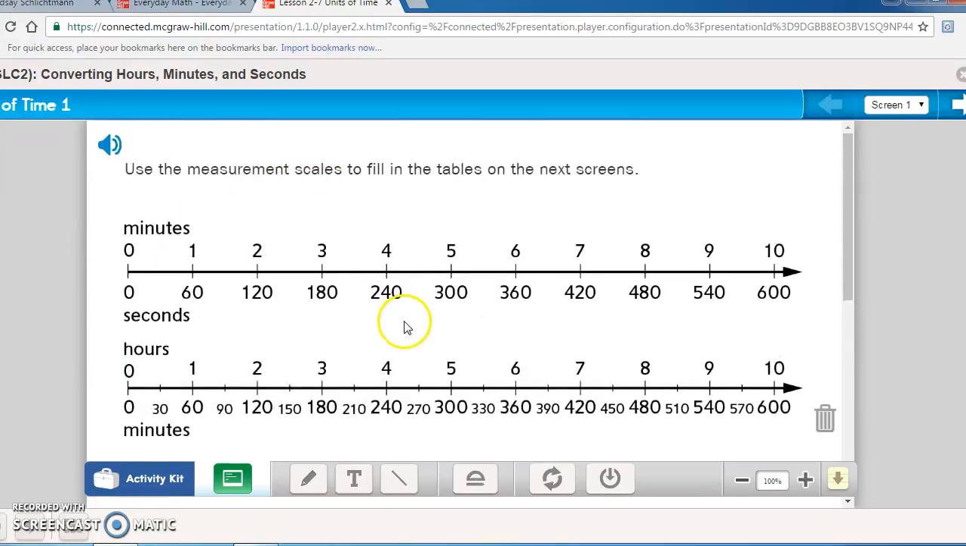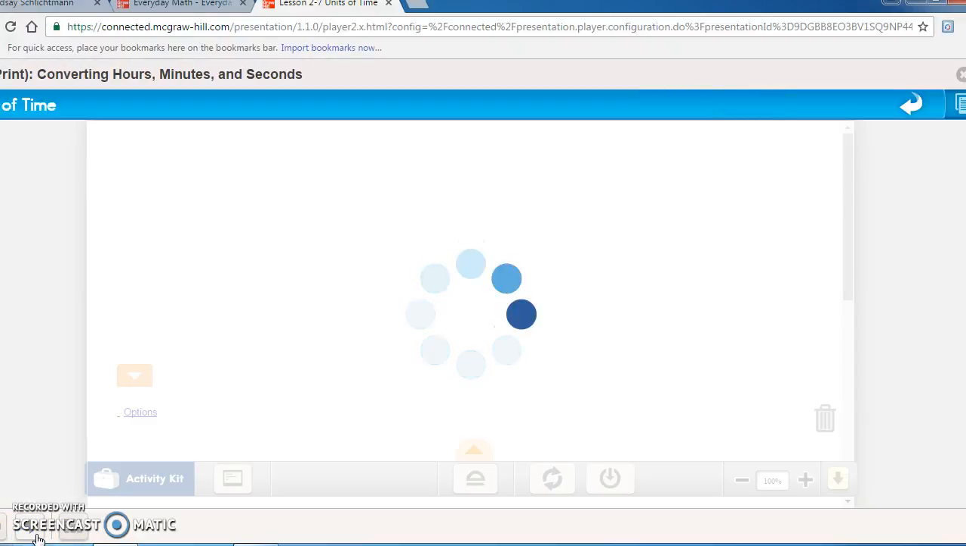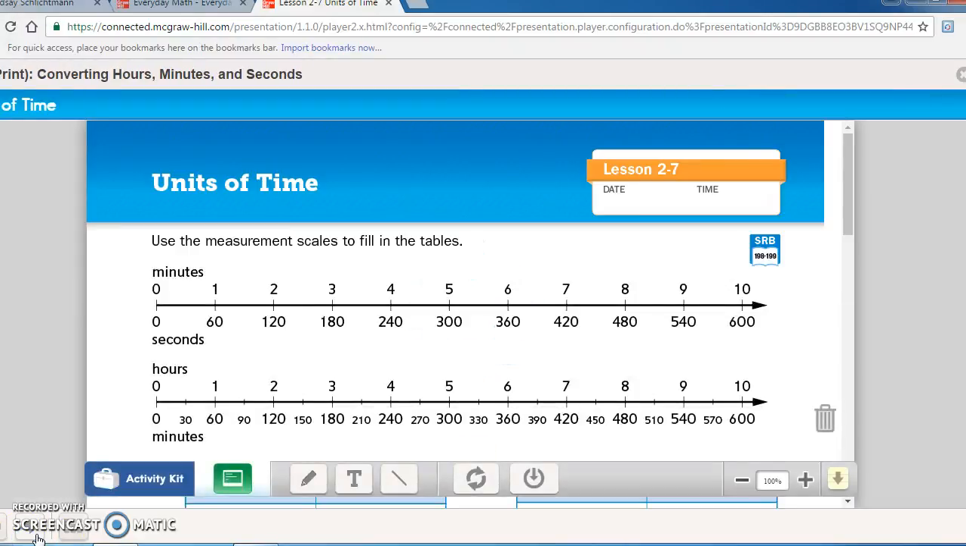So again, this is what you're looking at. If you go to Math Journal page 49, you're going to see this minute versus seconds scale, and you're also going to see the hours into minutes scale. Go ahead, go to Math Journal page 49, stop the recording, and try to answer all the questions using this measurement scale. So pause the tape now, go to Math Journal page 49, and turn it on when you have completed it.